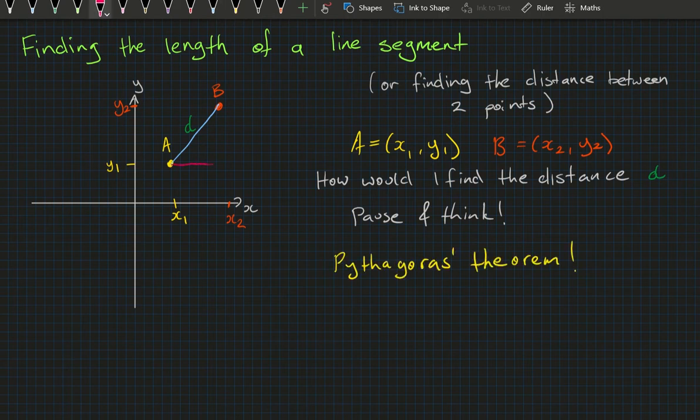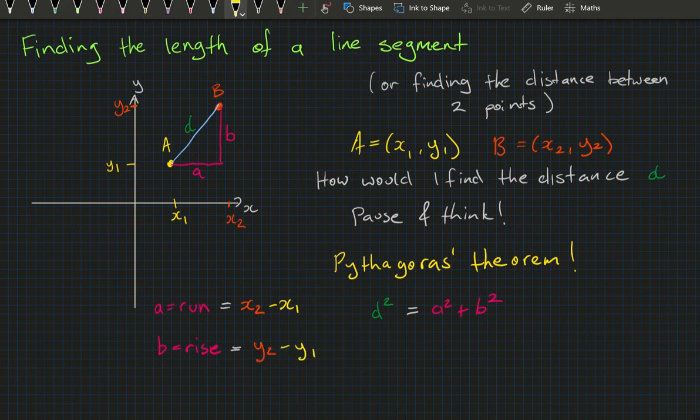If I look at what we know as the run and call that A, and then the rise and call that B, then we have a right angle triangle here. And by the laws of Pythagoras' theorem, that would mean that D squared would be equal to A squared plus B squared. And as we know that A is equal to the run, well, that's just equal to x2 minus x1. And because B is equal to rise, well, that's equal to y2 minus y1.